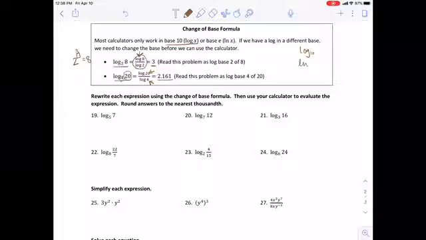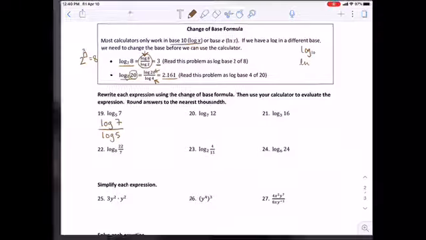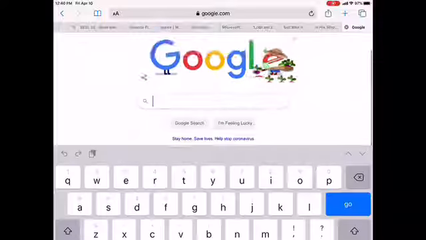So on this next section, problems 19 through 24, I'm asking you to rewrite the problem using change of base. So problem 19, if I rewrite this using change of base, it will become the log of 7 divided by the log of 5. Then, if I want to type it into my calculator, I'm going to go ahead and pull up Google and use that calculator. So we have log 7 divided by log 5, and here's Google.